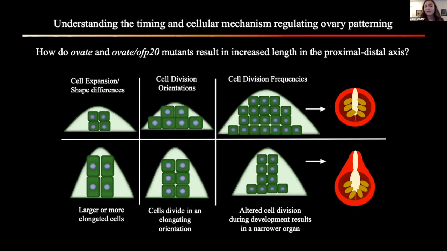The final hypothesis I'm going to show you today is altered cell division frequencies. So in this case, there is a change in the cell number in the overall organ. And then perhaps if there's a reduced number of cells in the organ, that results in a narrower organ that goes on to elongate more and looks more elongated in that axis versus the mediolateral axis. So those are the three simplified hypotheses that are resulting in the morphogenesis of these different shapes.